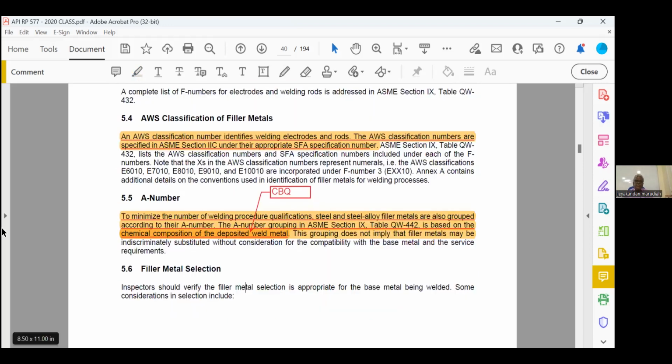Then A number, highlight this one. To minimize the number of welding procedure qualifications, steel and steel alloys are also grouped according to A number. The A number grouping is based on the chemical composition of the deposited weld metal. That is a closed book question.